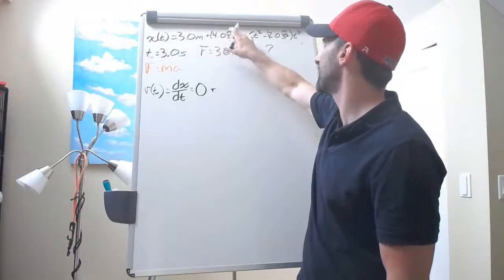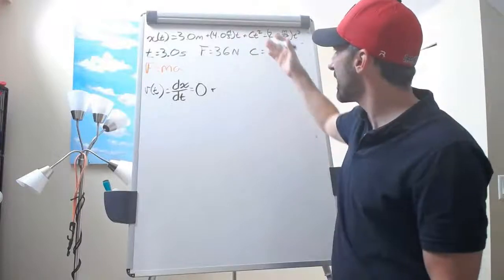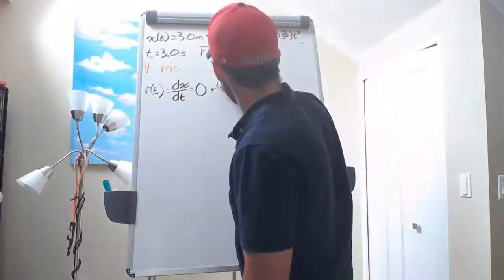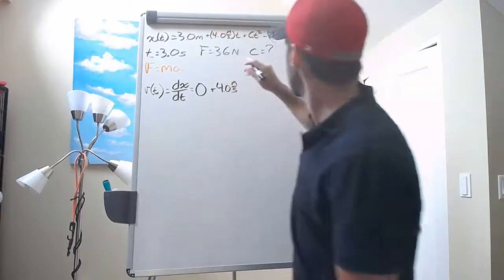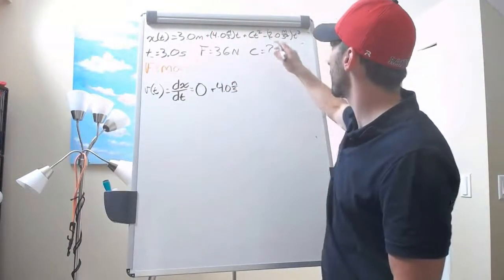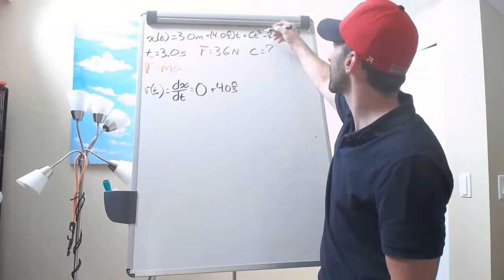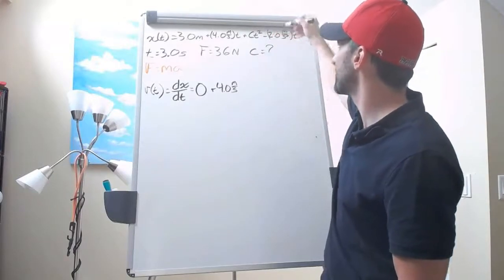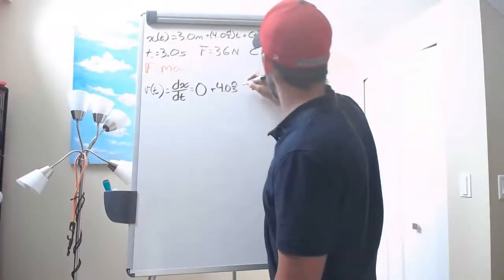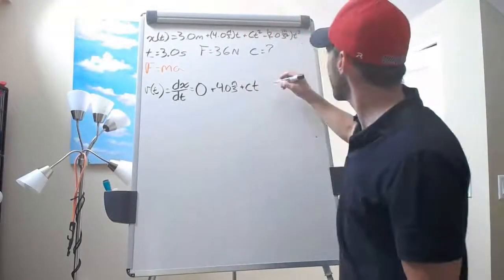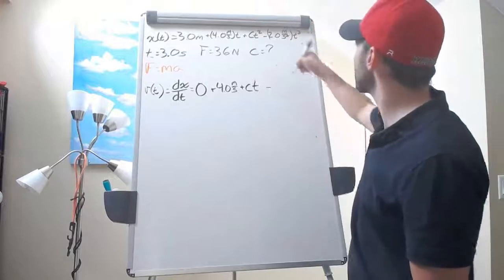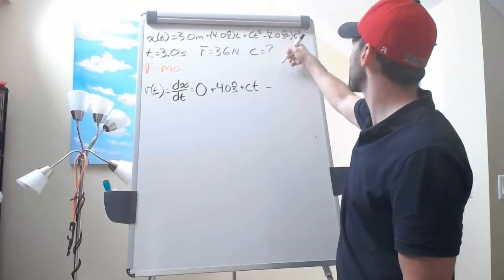Well, the derivative of t to the 1 is t to the 0, so that means I'm just left with this 4.0 meters per second. Now, the derivative of ct squared, well, let's see, I know the derivative of t squared is t to the 1, so then I have plus ct, and then I have minus the derivative of 2.0 times t cubed.